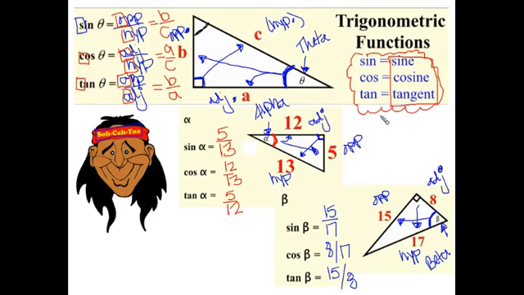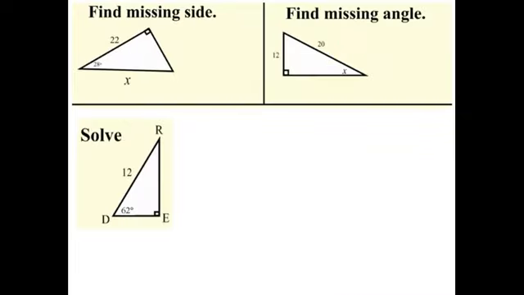So these trig functions are just ratios or ways we can compare the different sides in a right triangle. Notice how they all had to be a right triangle. Alright, so now that we have a grasp on these trig functions, let's actually use them to solve missing pieces of these triangles. Let's first focus on trying to find a missing side.